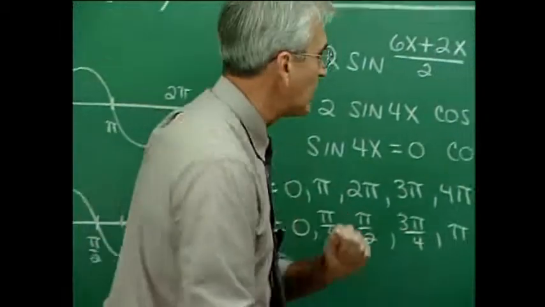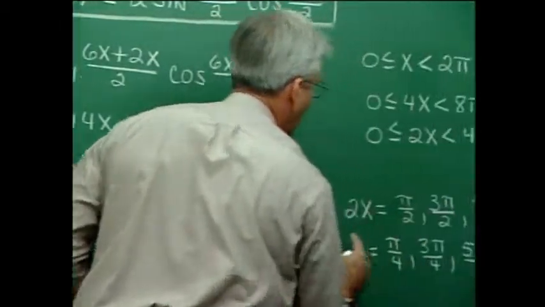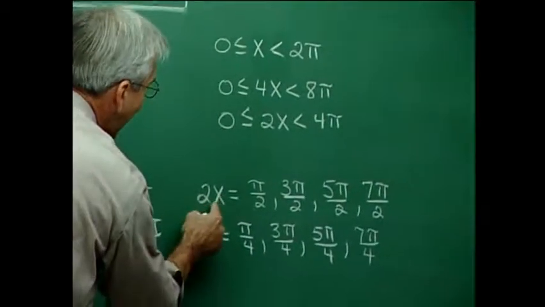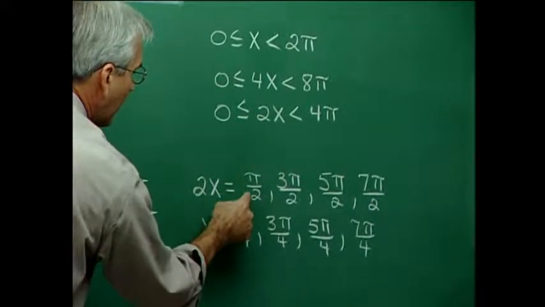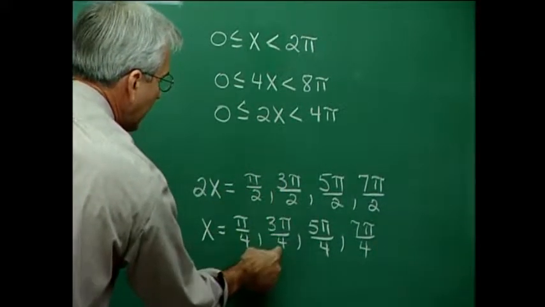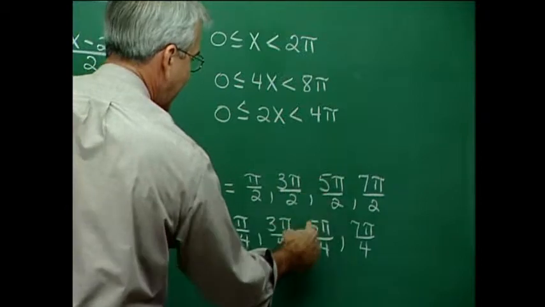Now that's 2x though. 2x takes on these values. So what would x take on? Well, take half on both sides. Half of pi over 2, pi over 4. Half of this, 3 pi over 4. Half of this, 5 pi over 4.